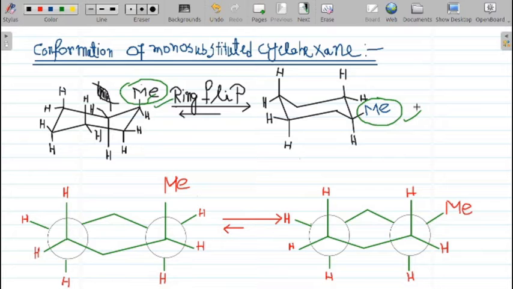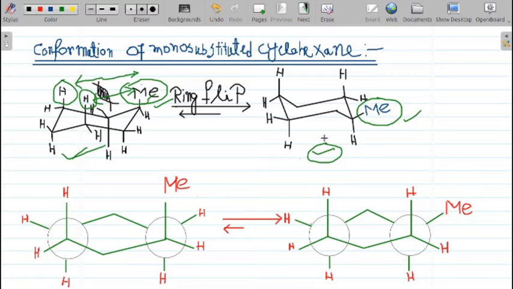Now here you can see that there will be a clash between this hydrogen and this methyl group, and this hydrogen and this methyl group. So this is known as the 1,3 diaxial interaction of this axial conformation. But in this case you can see that there is no clash in this equatorial conformation, where methyl is present at the equatorial plane.